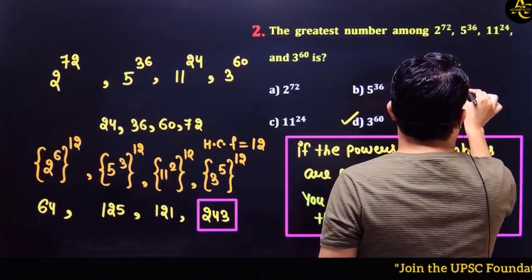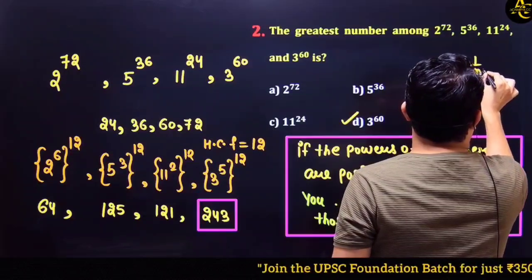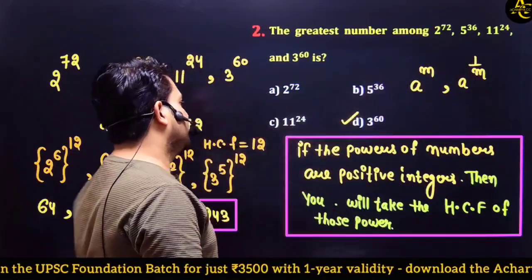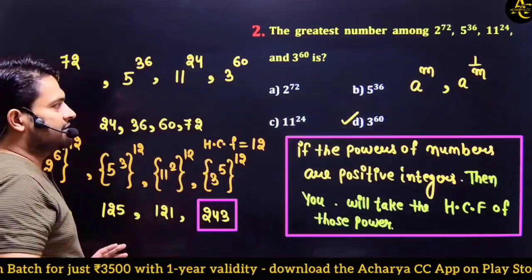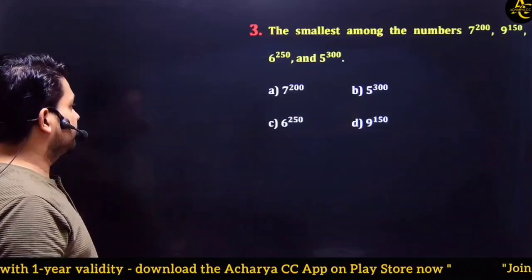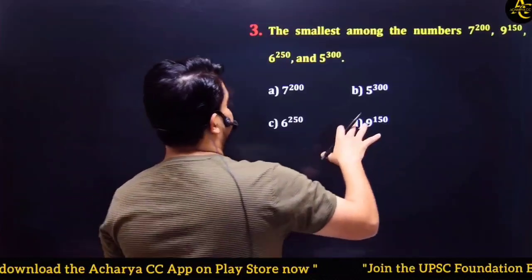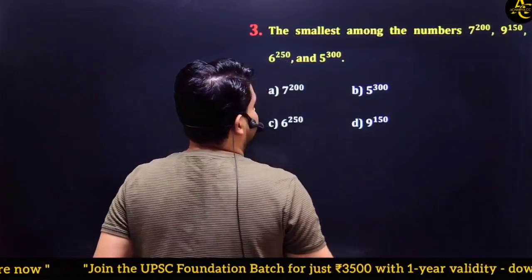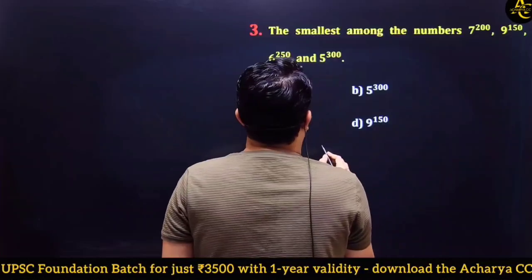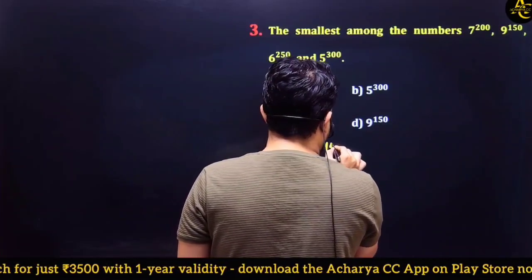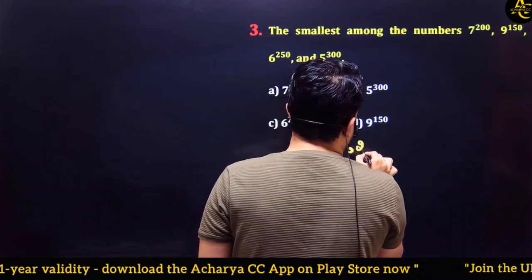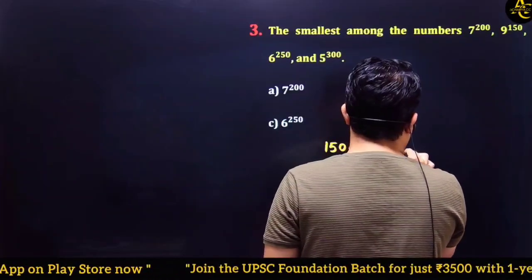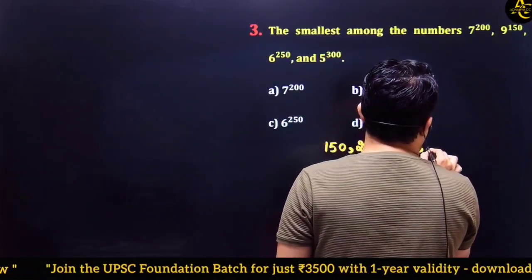1 upon m means fraction and a to the power m means a positive integer. So we have all the tricks of both these questions. Next, this question is also based on the HCF of these numbers. First of all, what you will do, you will do this question directly. So what I have, 150. I have 200. I have 250. I have 300.